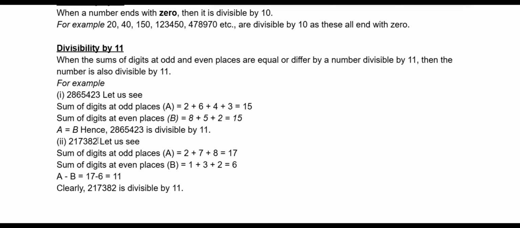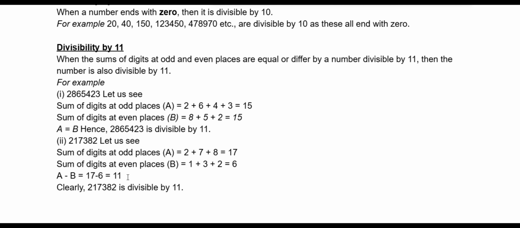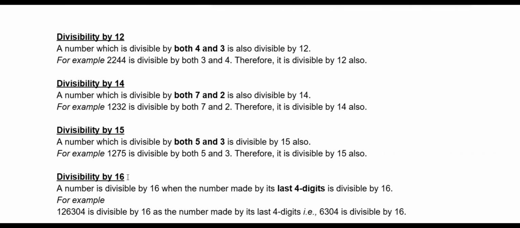And if you take the second example, here the odd places 2, 7, 8 have a sum of 17 and the even places 1, 3, 2 have a sum of 6. The difference between these two is 11. So 11 is divisible by 11, so the whole number is divisible by 11. So this is divisibility by 11. And next comes divisibility by 12. If a number is divisible by both 4 and 3, then it is divisible by 12.